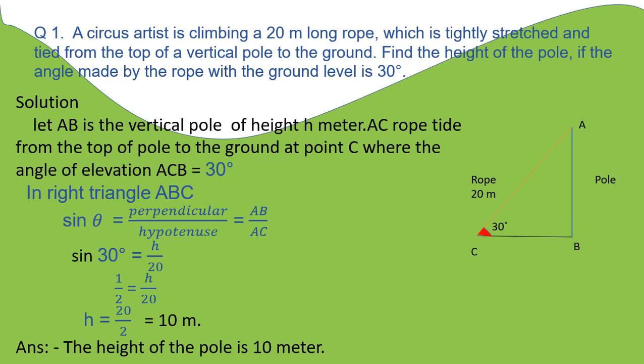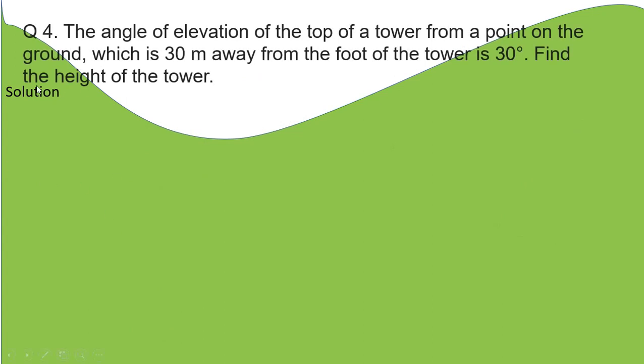Now similarly we can solve the other problems. Let's take question number 4. The angle of elevation of the top of a tower from a point on the ground which is 30 meters away from the foot of the tower is 30 degrees. Find the height of the tower. So let AB be the tower and a point on the ground be C, which is 30 meters away from the foot of the tower, and the angle made by this point with the top of the tower is 30 degrees.